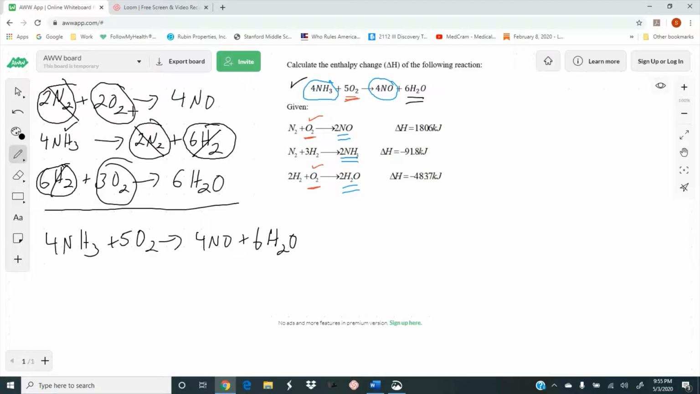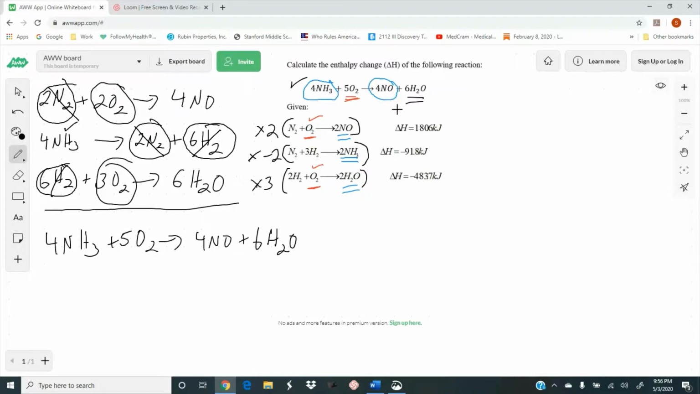Now, in order to get these, the first one I multiplied by 2 to get these coefficients. The second one I also multiplied by 2, but that was after flipping it. So really, I multiplied by -2. And the last one here, I just multiplied by 3 to get my 6H2. So by doing this to these equations, I got these, and once I added them up, it got me my overall equation.